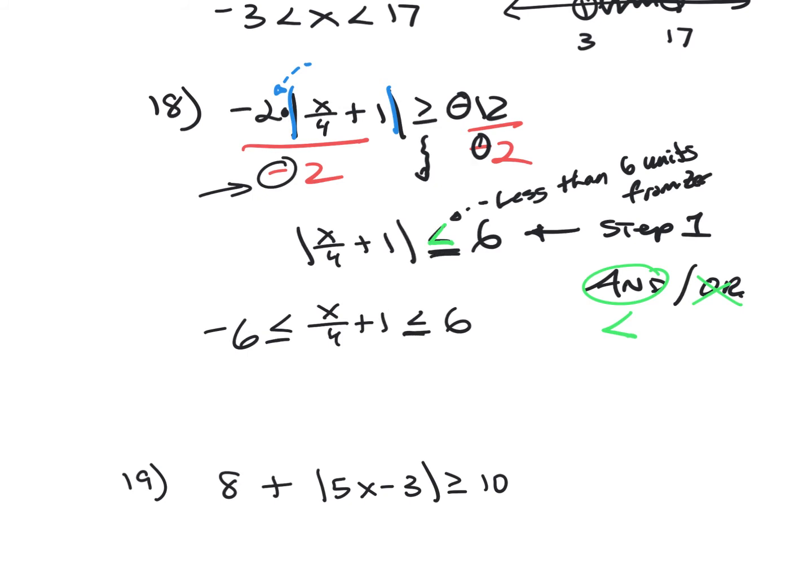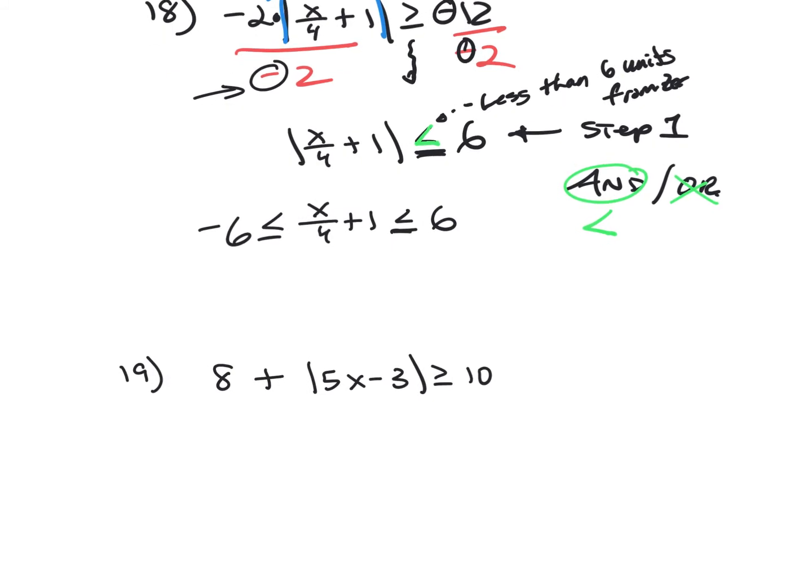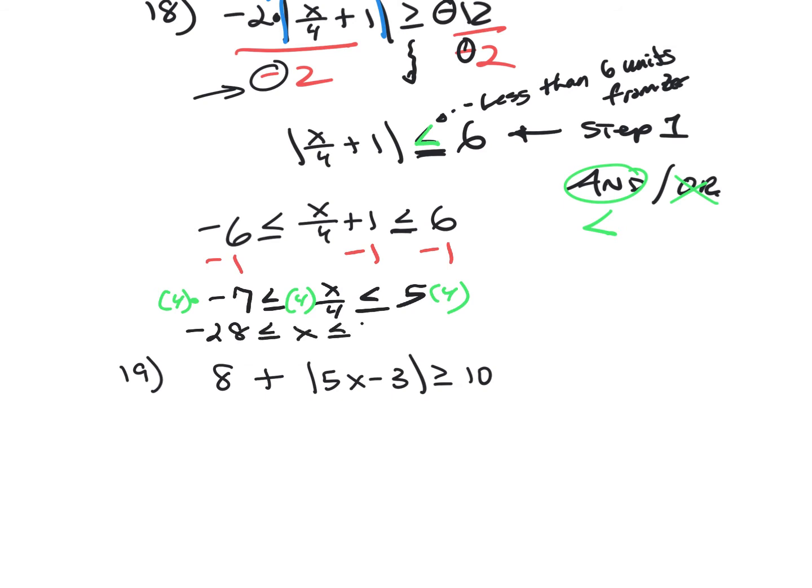And then you actually solve that compound sentence by subtracting 1 in the middle and to the ends. And then multiply by 4. That's how you show multiplying by 4. Maybe put a times 4 there. And that gives us -28 is less than or equal to x is less than or equal to 20.